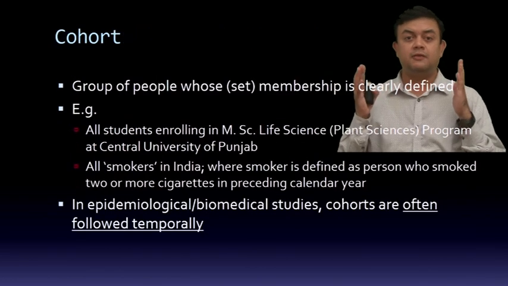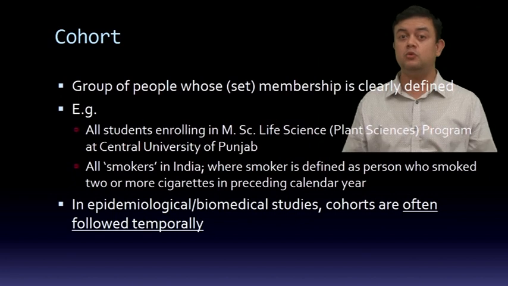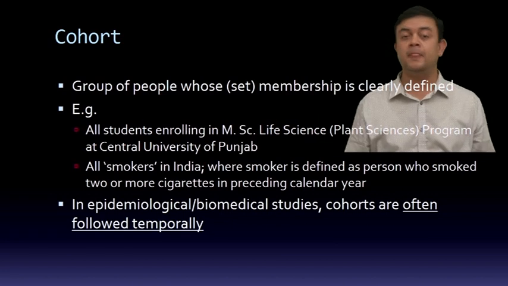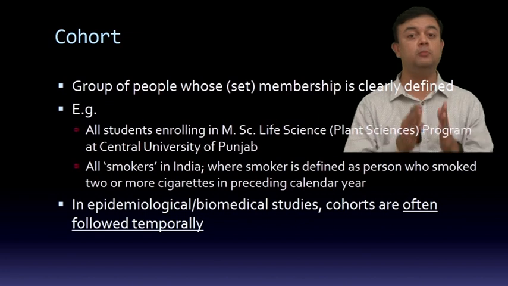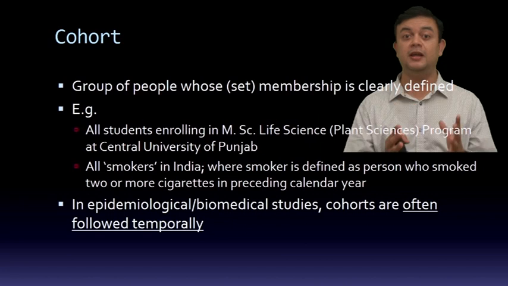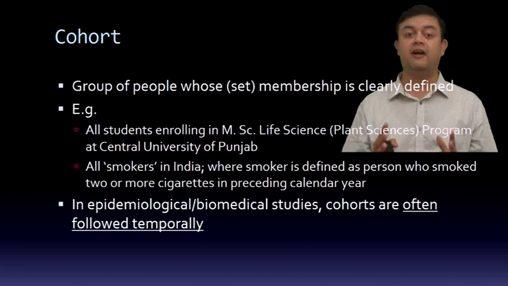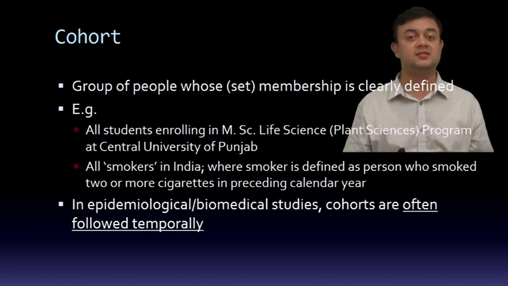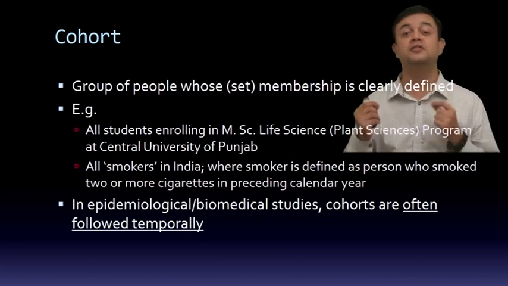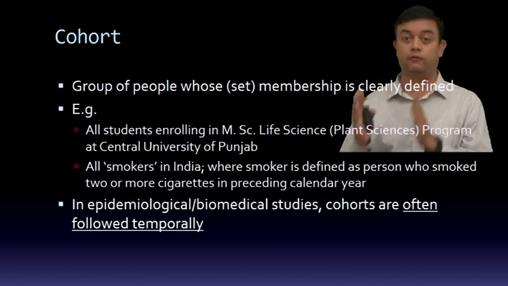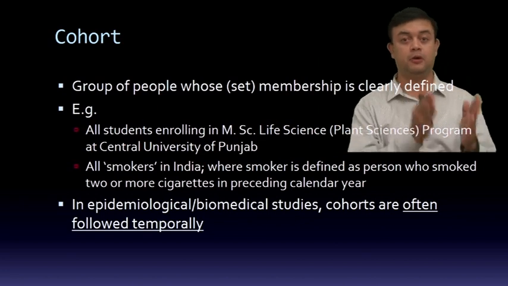So now let us define what is a cohort. The term cohort is used in most of these biostatistical studies, especially epidemiological studies. Cohort is nothing but a group of people. The term is used only to refer to humans, right? The human patients, or a group of people whose set membership is clearly defined. For example, all students enrolling in the MSc Life Sciences Plant Sciences program of Central University of Punjab. So I clearly define my study group. That is my cohort, right? All students of that particular program.